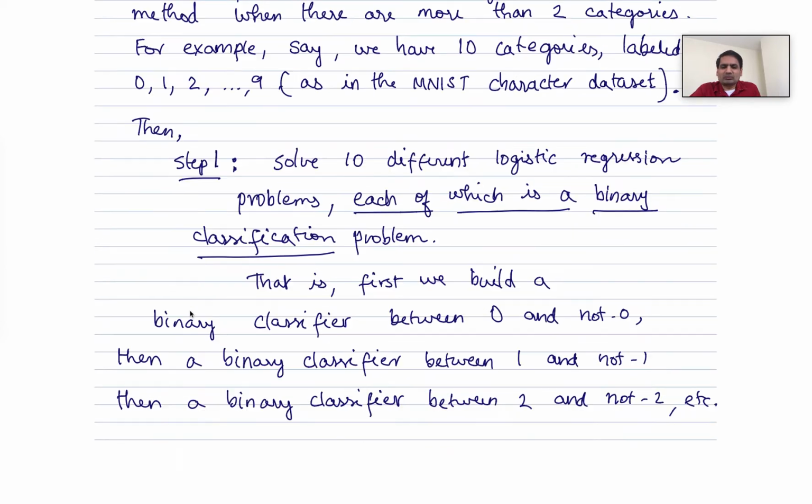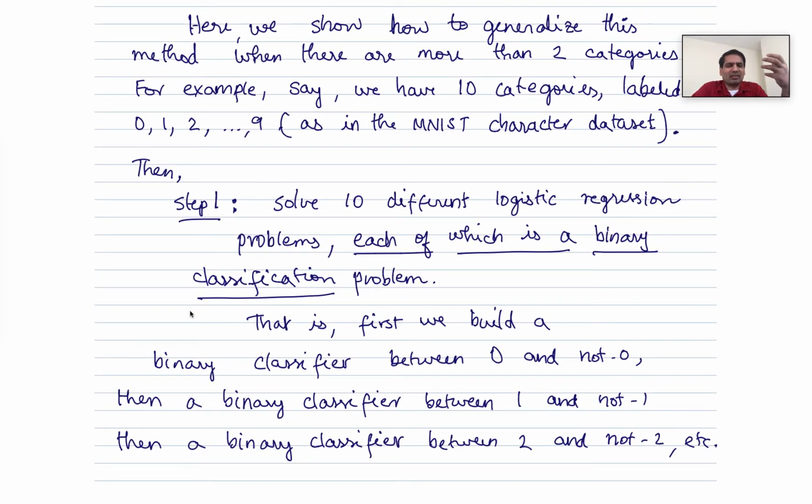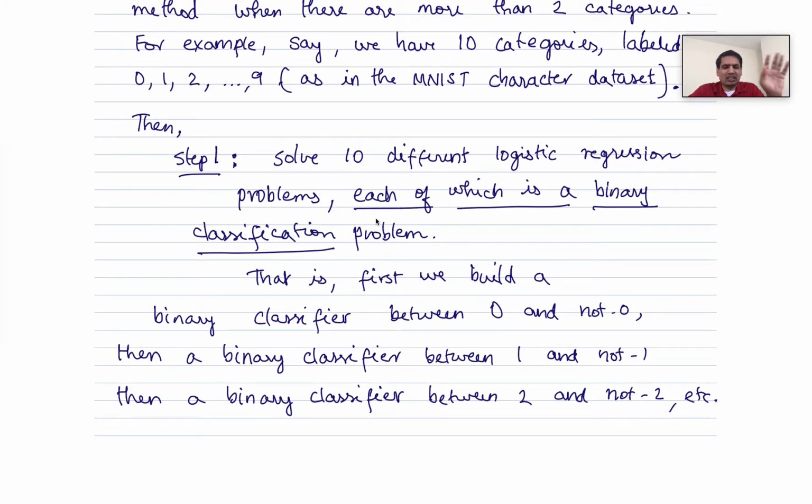Two steps. First is to train a classifier, and the second step is to use the classifier. Step one: given that we know how to solve the binary classification problem, we just solve, in this case, 10 different logistic regression problems, each of which is a binary classification problem. Specifically, we would build a binary classifier between 0 and not 0, then 1 and not 1, 2 and not 2, 3 and not 3, and so on. So as many classifiers as there are data classes.